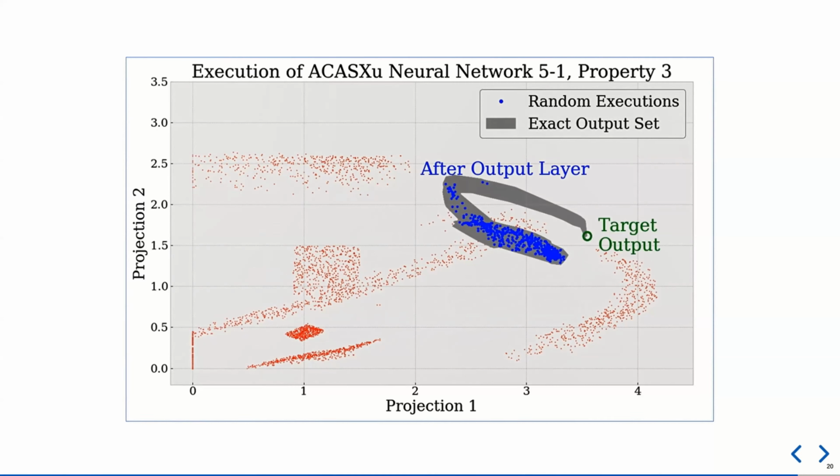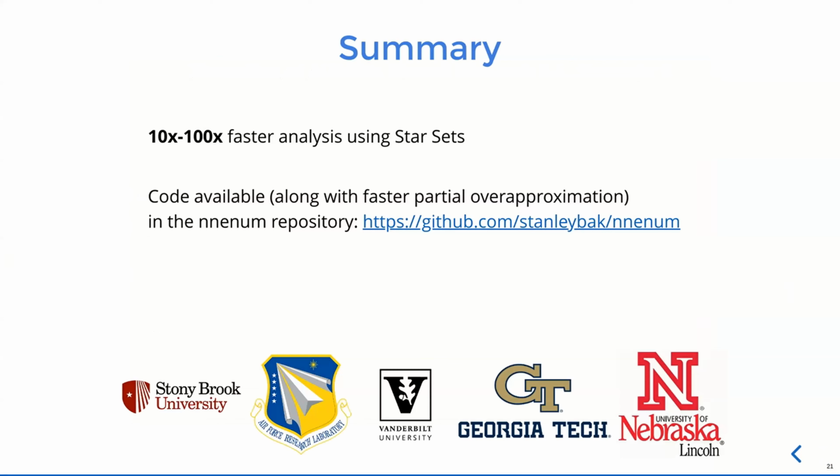Like here, there's a large portion of the reachable set that's possible, but you don't get there using random simulations. But using our approach, you can pick a particular target output and then generate inputs that get you there. So that's it.